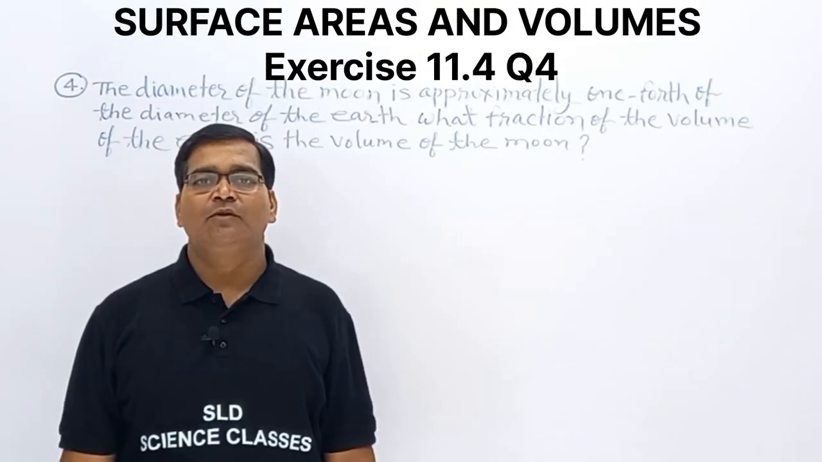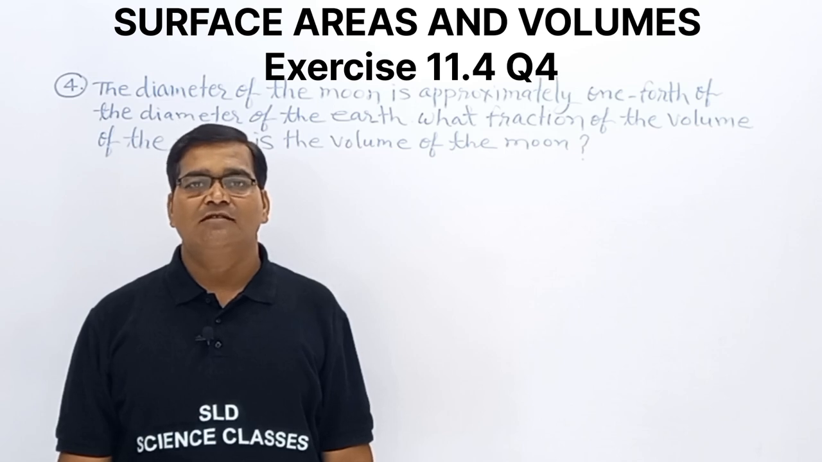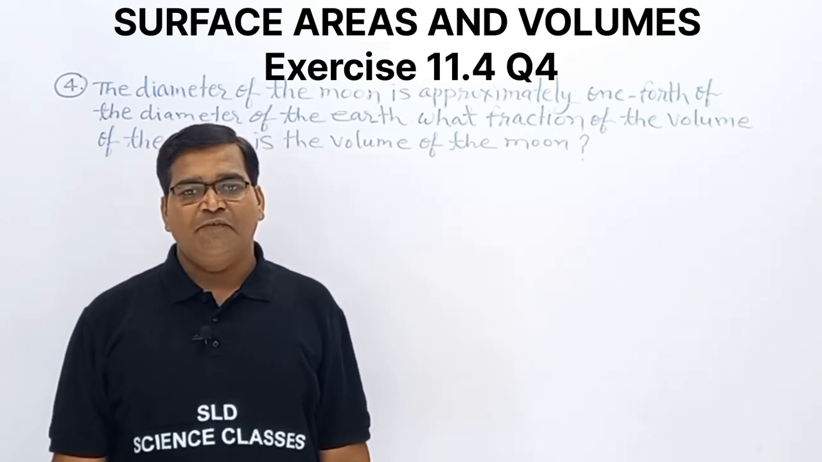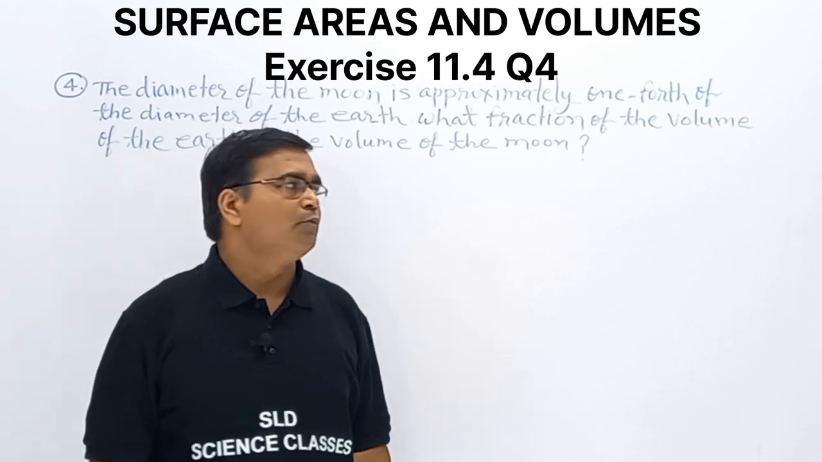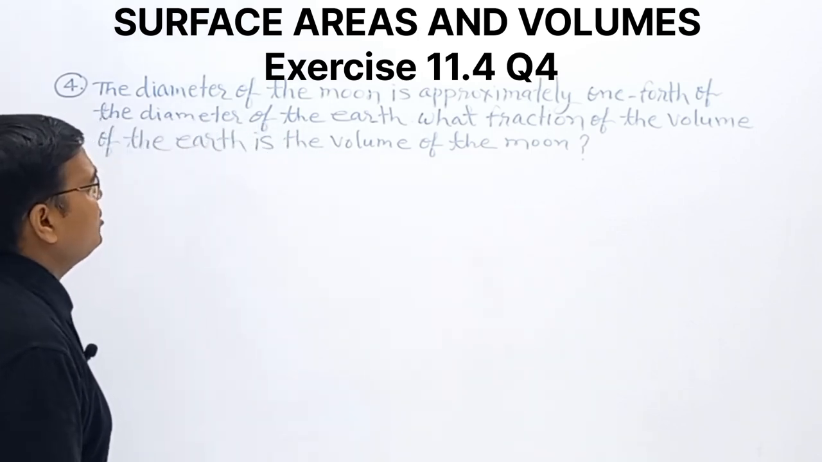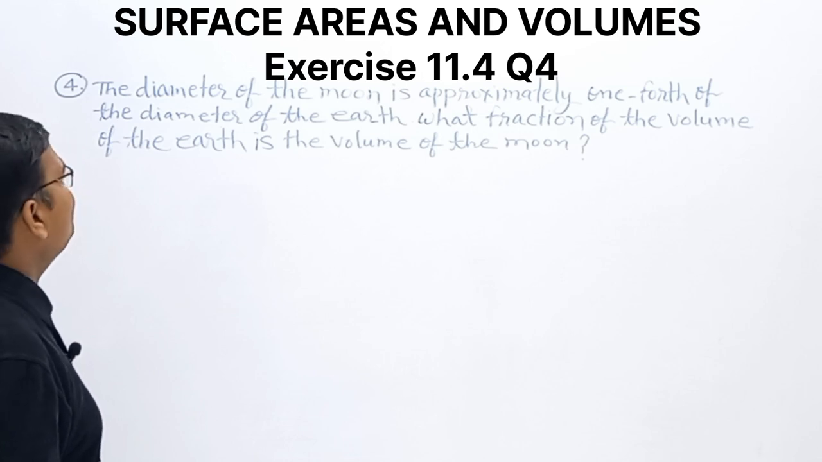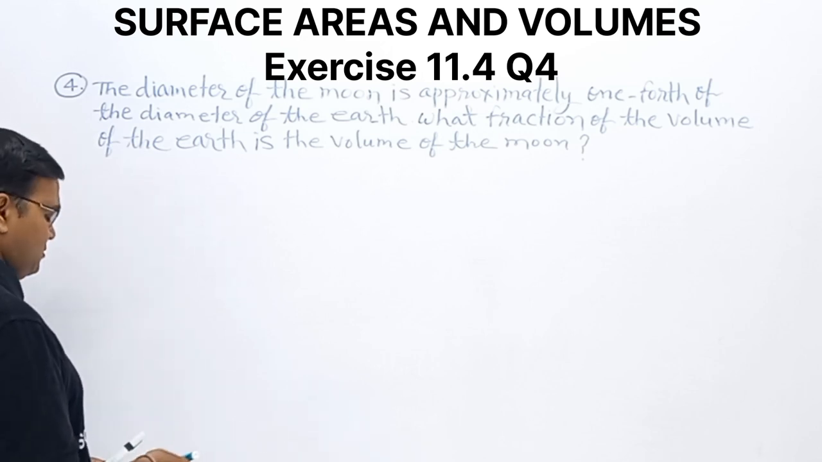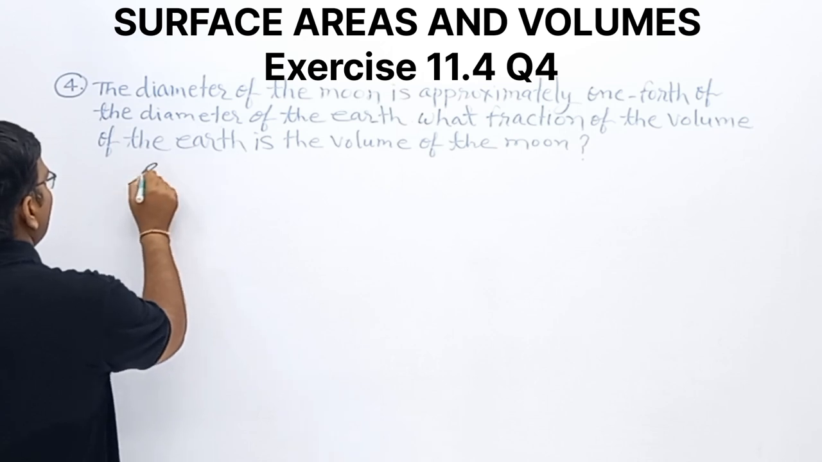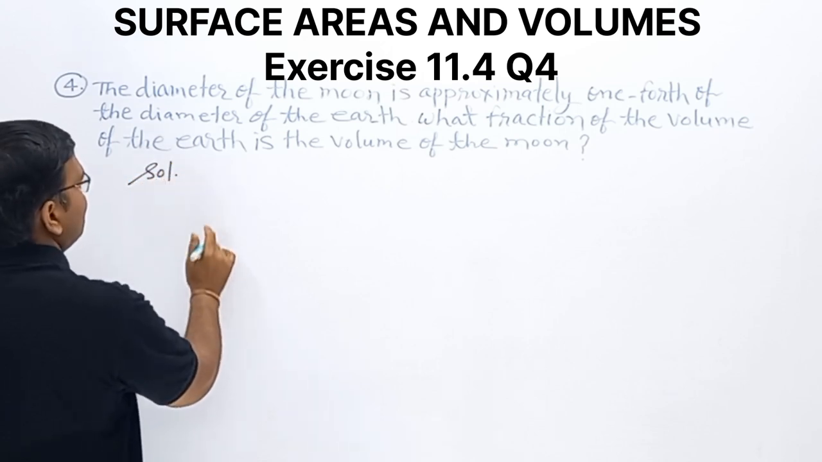Today we are going to discuss question number 4, exercise 11.4, surface area and volume. Observe this question. The diameter of the moon is approximately 1/4 of the diameter of the earth. So first we should assume something about its solution.